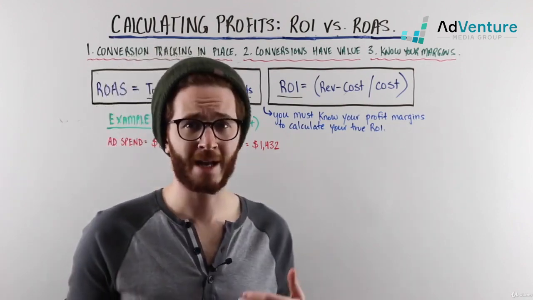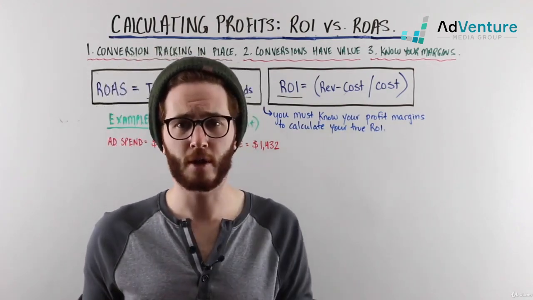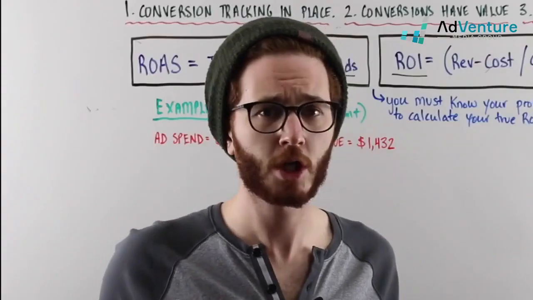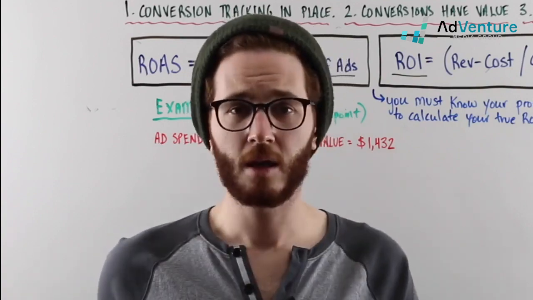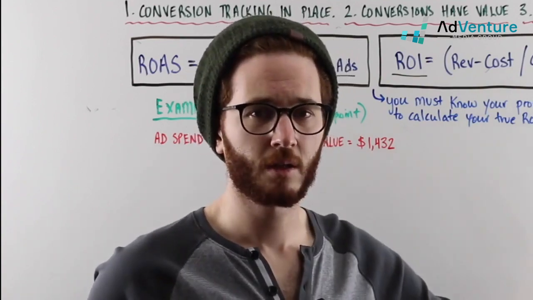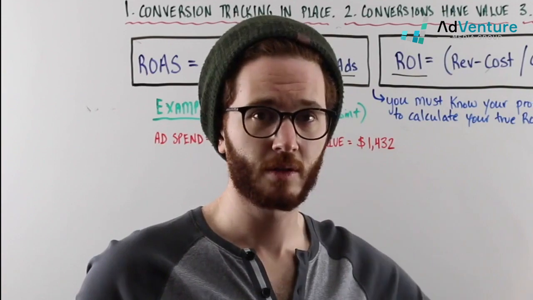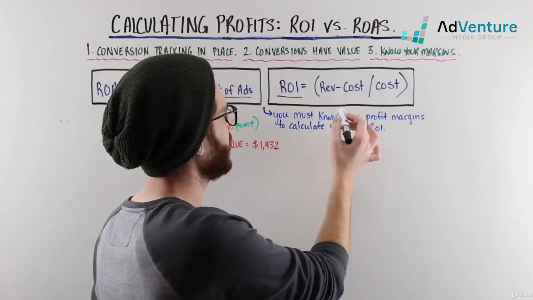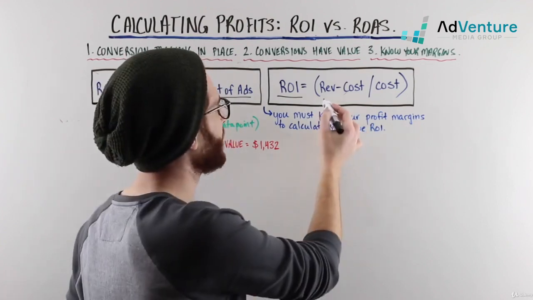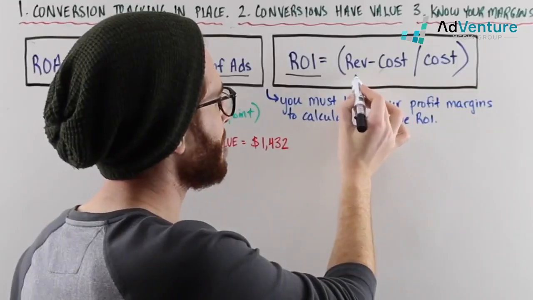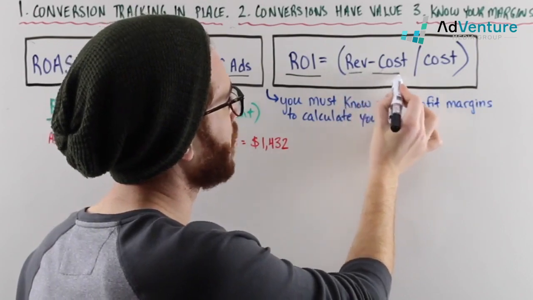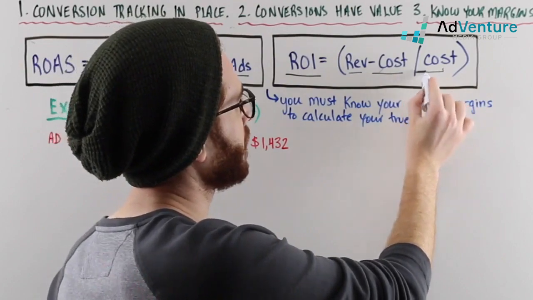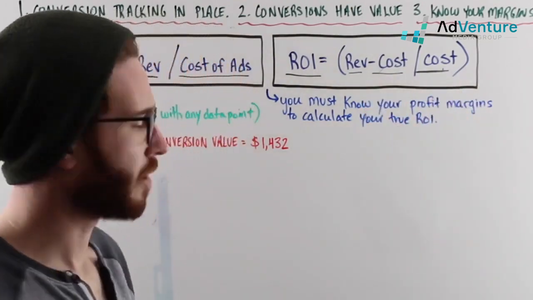And when I say profit margins, I mean how much of every dollar do you put in your pocket at the end of the day. Okay, if we say you have a 50% profit margin, that means that of every dollar you make, 50% goes to servicing the client or the cost of goods, whatever that may be, and 50 cents goes in your pocket. So ROI, the formula for ROI is revenue, meaning the conversion value, minus cost, divided by cost of advertising. Revenue minus cost divided by the cost of advertising, okay? That's going to be your ROI calculation.